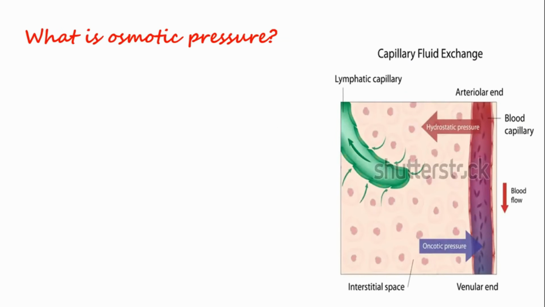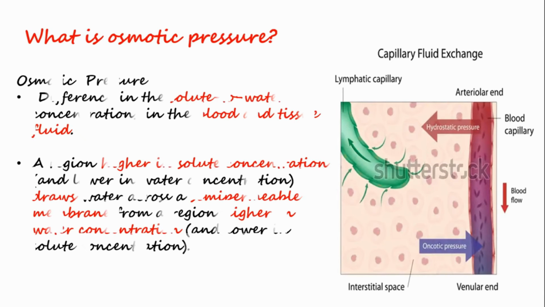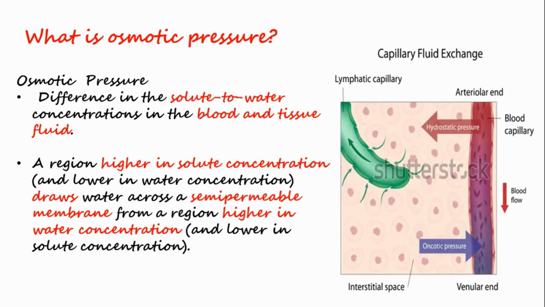What is osmotic pressure? Osmotic pressure is determined by osmotic concentration gradients, the difference in the solute to water concentrations in the blood and tissue fluid. A region higher in solute concentration, and lower in water concentration, draws water across a semi-permeable membrane from a region higher in water concentration, and lower in solute concentration.